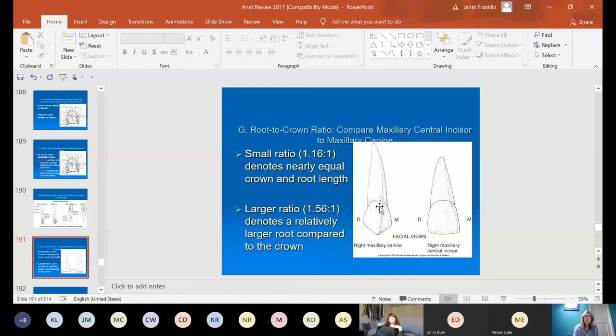Crown to root ratio. The smaller the crown to root ratio, that means the more equal the crown and the root are in length. So this one would have a lower crown to root ratio than this one, because there's a bigger difference between the sizes of this root and crown. So think of larger crown to root ratio because there's a larger difference in the two numbers. Closer, smaller.